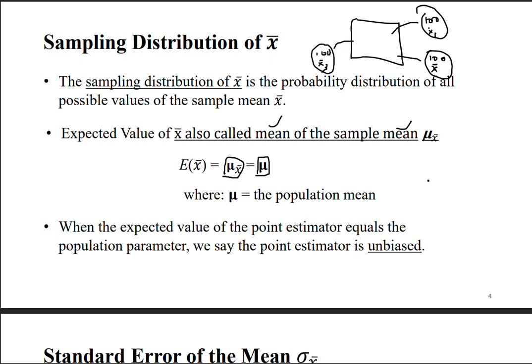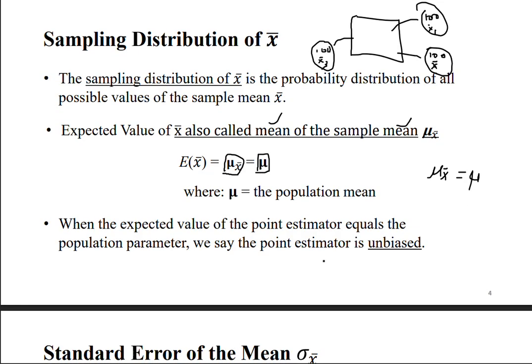And so notice, very important for your midterms, the average of the sample average, which is mu x bar, is the unbiased estimator of the population average. Means is equal to the population average.